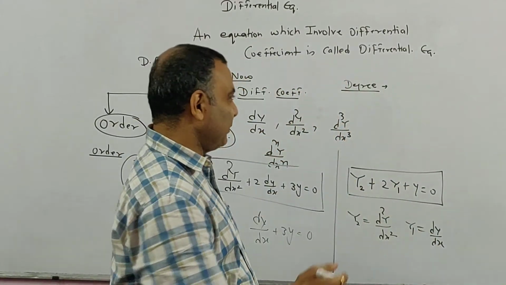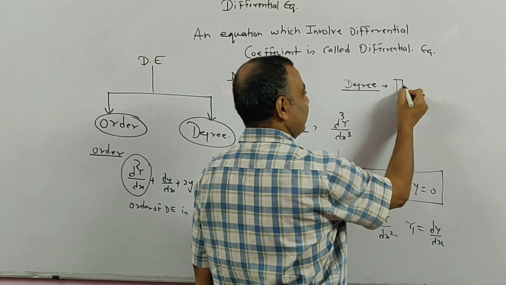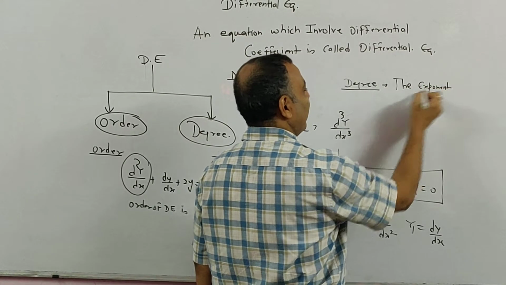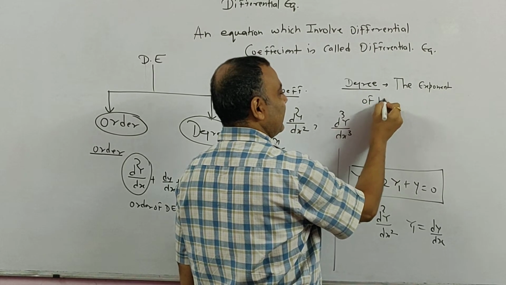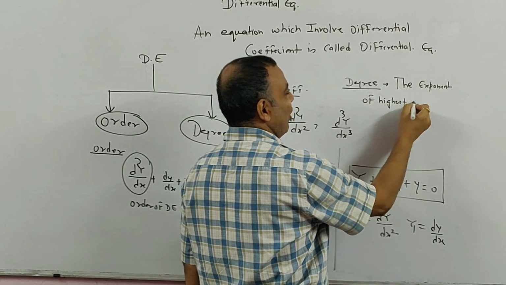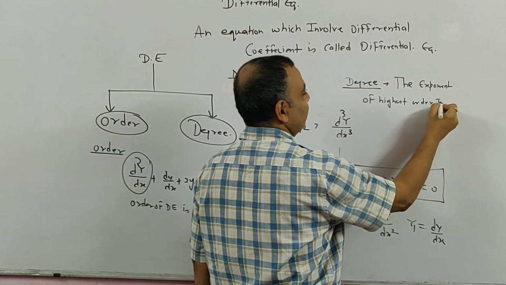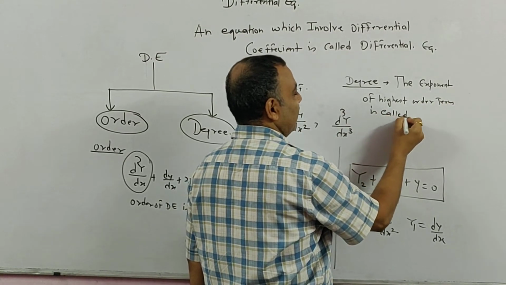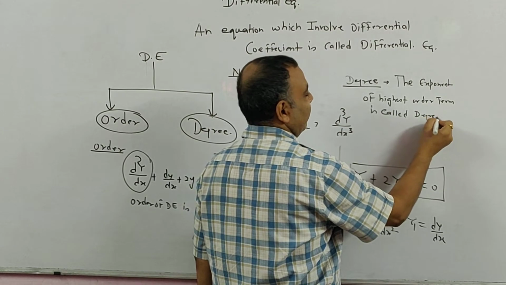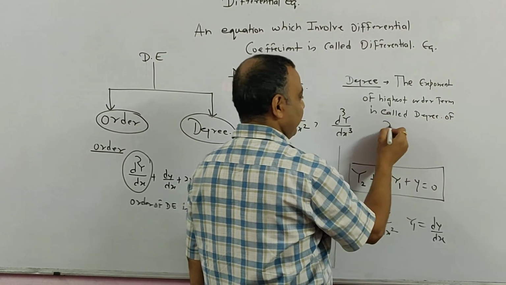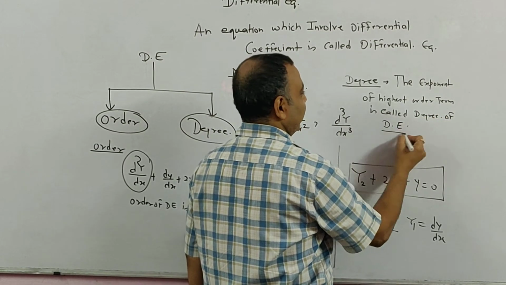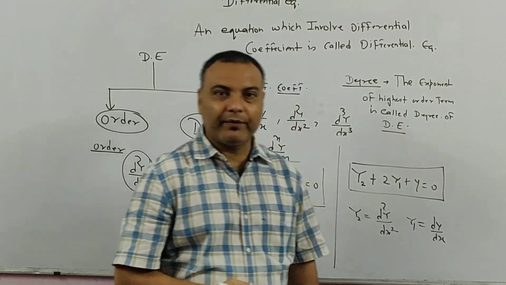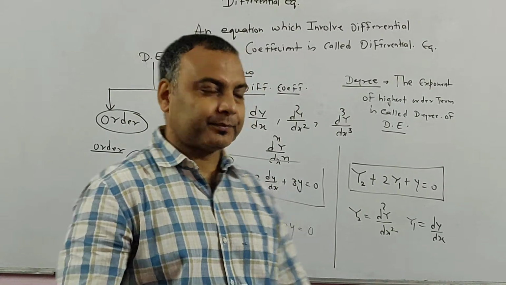Okay? The exponent of the highest order term is called the degree of a differential equation. The exponent of the highest order term is called the degree of the differential equation.